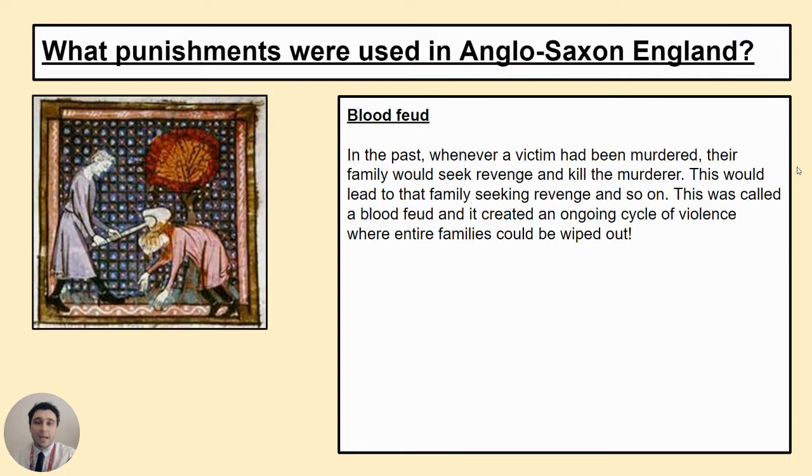So, in the past, when a victim had been murdered before Anglo-Saxon times, the victim's family would seek revenge. They would go to kill the murderer, understandably. This would then lead to the murderer's family looking to get revenge as well and kill someone from that family. And so you end up with this cycle of violence where you have got one family trying to wipe out another family. This was known as a blood feud, and it was seen in the past that entire family trees could be wiped out because of this.